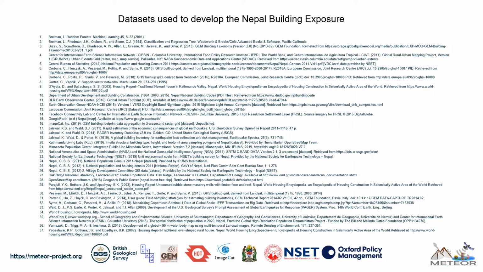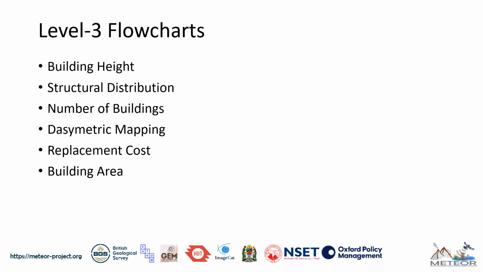To develop the building exposure, the METEOR team utilized various sources of Earth observation imagery, national statistics, reports, and journals. Additional source references are found in the individual flowchart sections. The building exposure flowcharts are broken down into these 6 flowcharts. Each flowchart asks a series of questions that identifies the data and process required for determining the building height, structural distribution, number of buildings, dasymetric mapping steps, replacement cost, and building area.